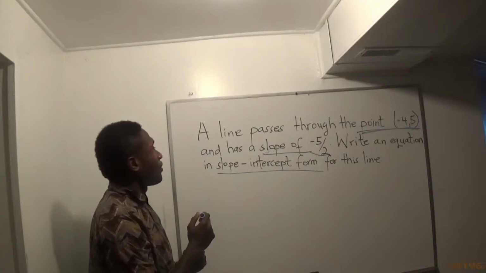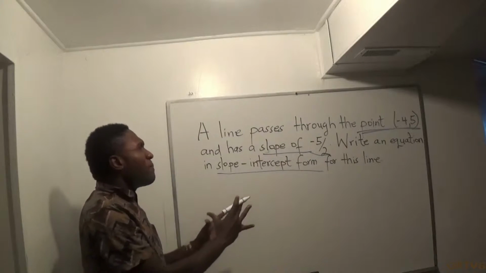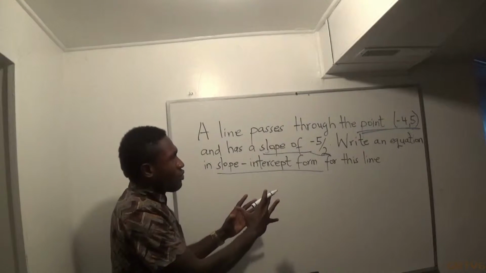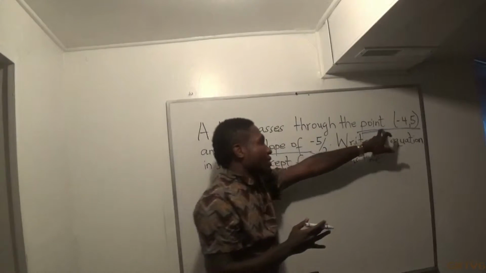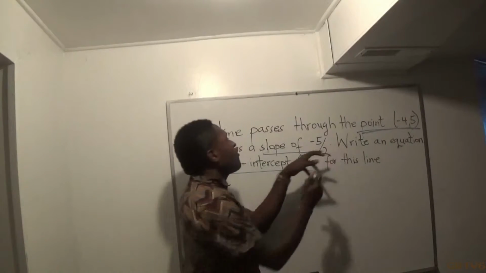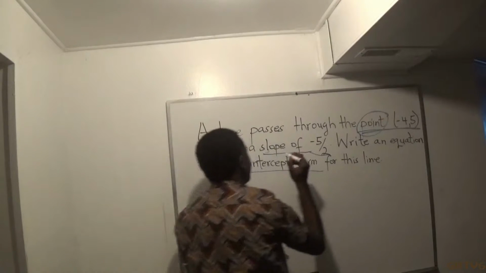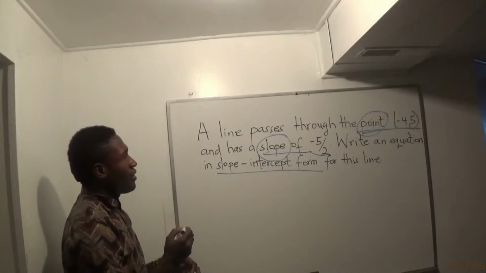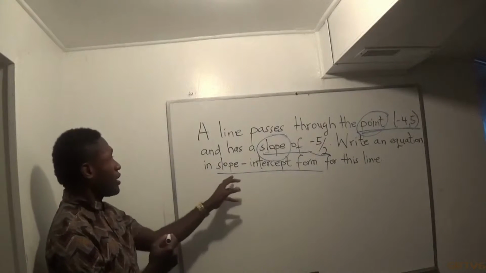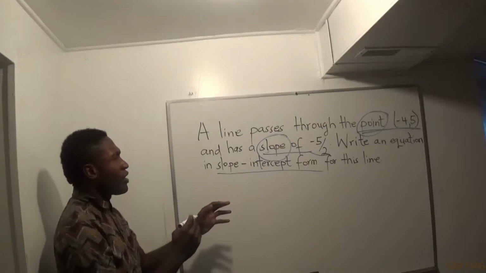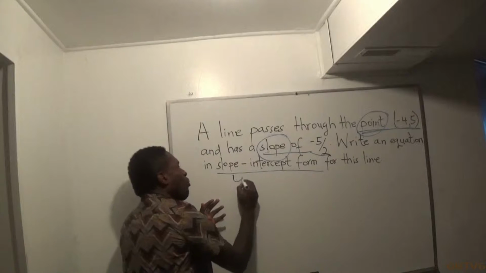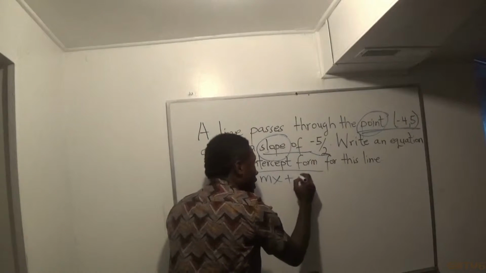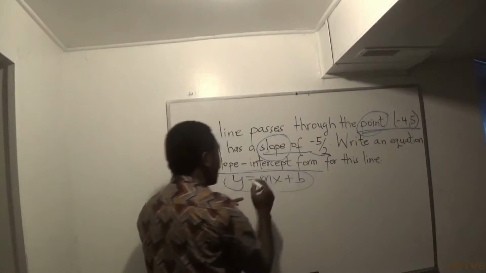So, I remember that anytime I'm being given a question where they gave me a point, and then they gave me a slope, and they asked me to write an equation in slope-intercept form, right? I know my answer should look like y equals mx plus b. That's how my answer should be. It should look like that.